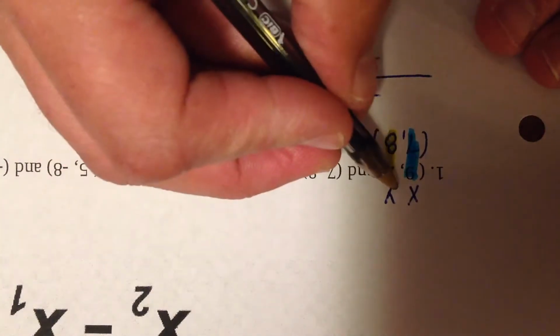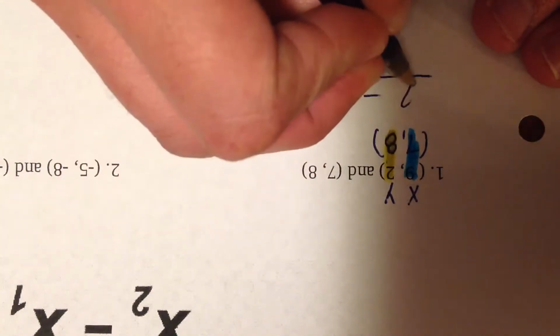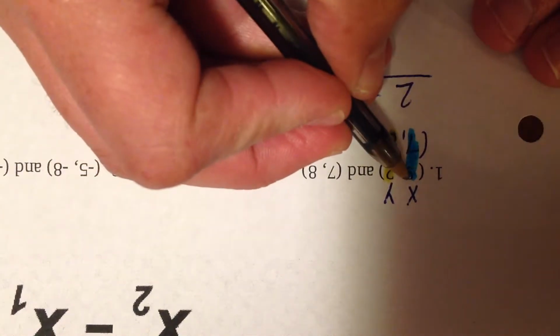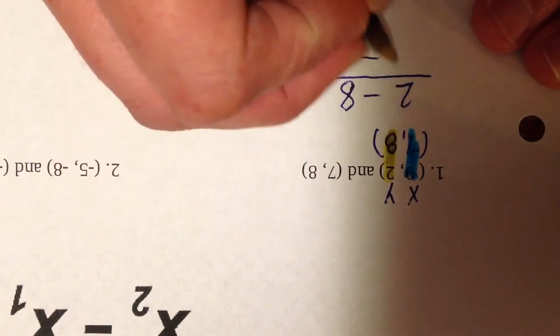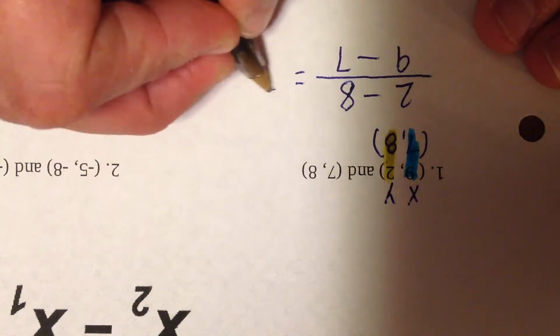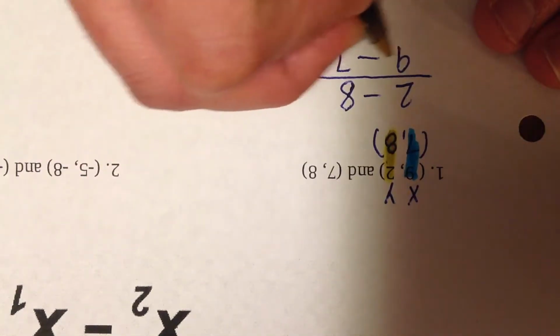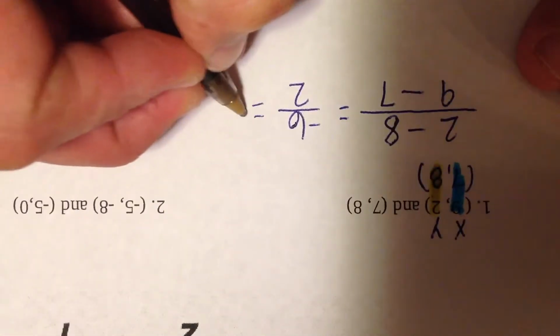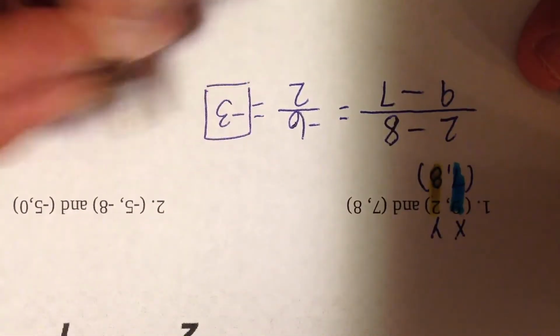Alright, so first thing I'm going to do is draw myself a fraction bar, and I know that I'm subtracting on both the top and the bottom of the fraction. So again, I take my y's on top, 2 minus 8 on top, and I have 9 minus 7 on the bottom. I go ahead and figure that out. 2 minus 8 is negative 6, 9 minus 7 is 2, and if I divide those in the calculator I get negative 3.